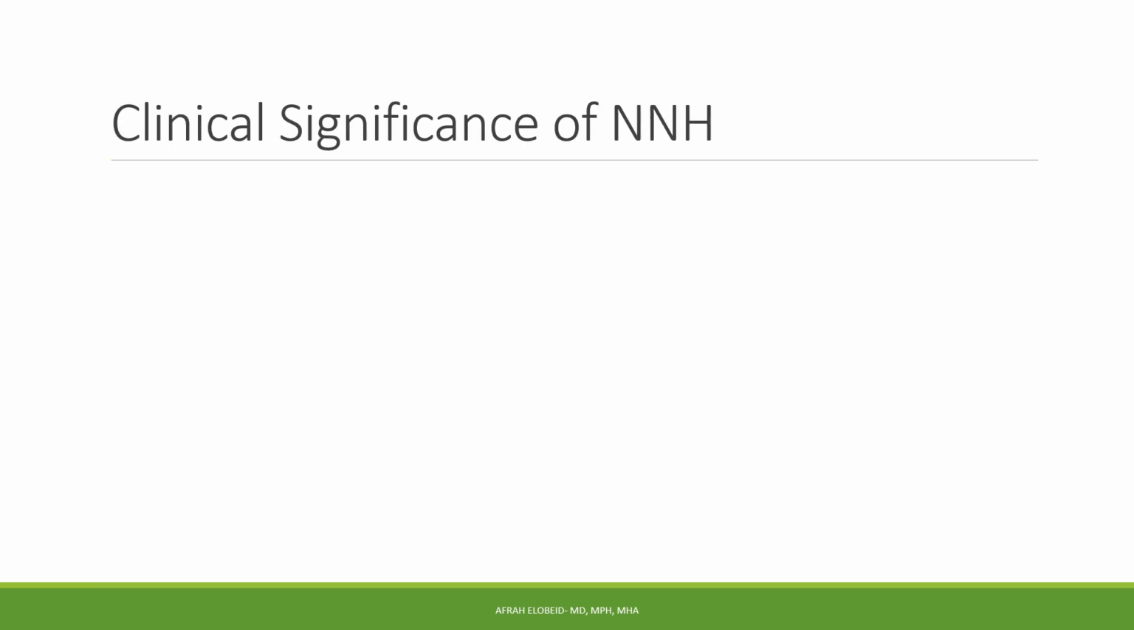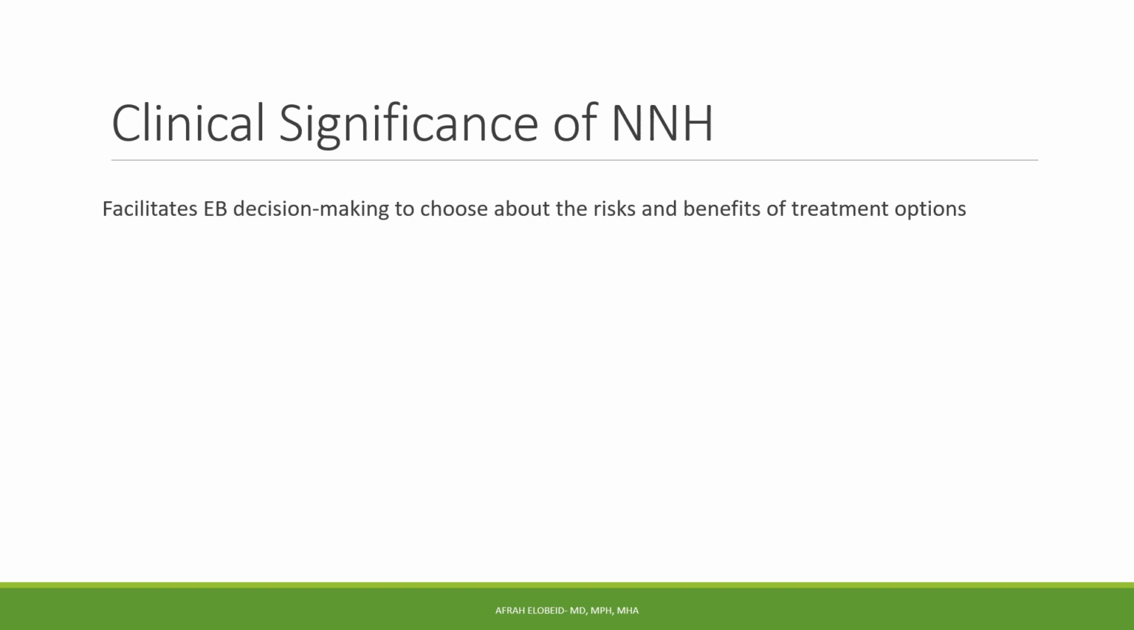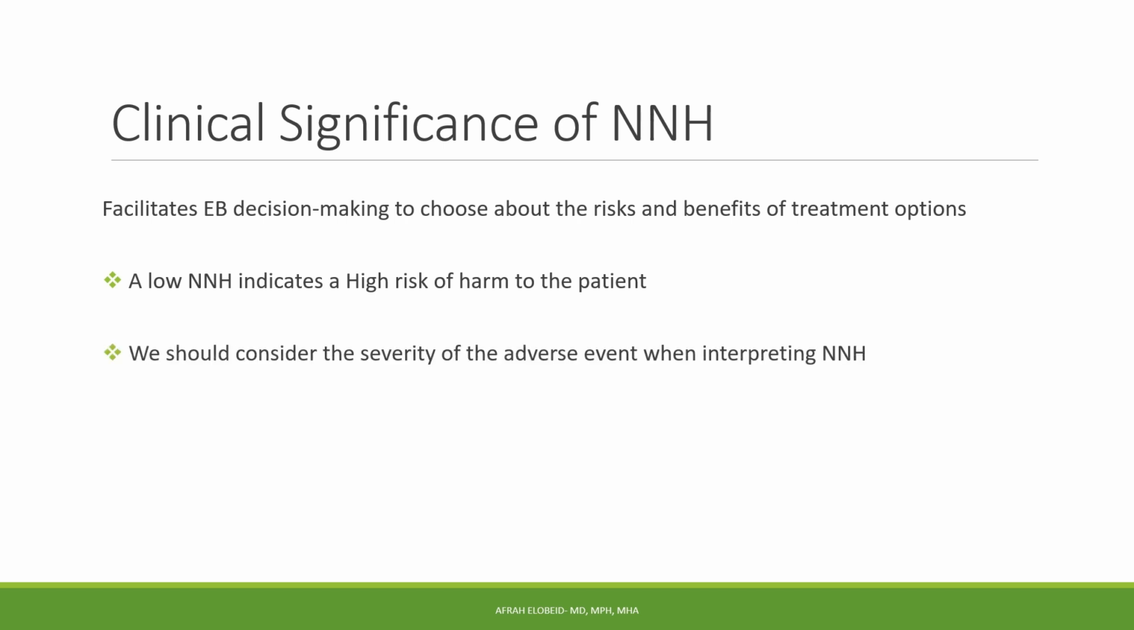We have some clinical significance points we need to mention here: the number needed to harm facilitates our decision making, same as the number needed to treat, because it allows us to choose between interventions, which one has less harm. That's very important. And as we said, a low number needed to harm indicates high risk of harm to the patient. So we should consider the severity of any adverse event, and we have to be aware of whether to choose this intervention or not.